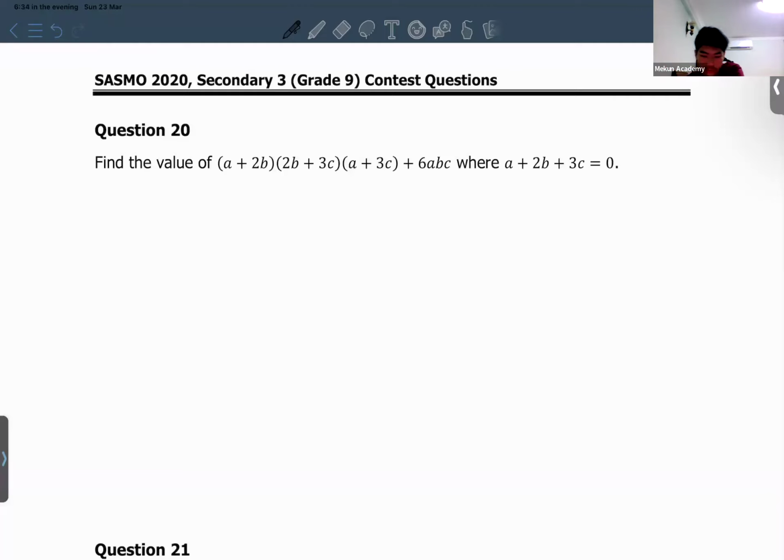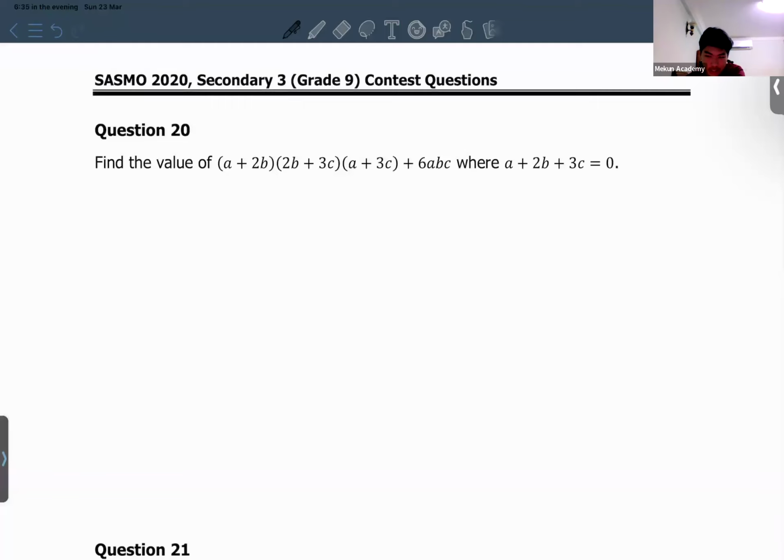Okay, everyone, so we will start to solve this question. Is there anyone who's volunteering to read it for us? You can raise your hand or just type in the chat. Okay, so the Brainiac Factory, please read it for us. Find the value of (a plus 2b) times (2b plus 3c) times (a plus 3c) plus 6abc, where a plus 2b plus 3c equals 0.